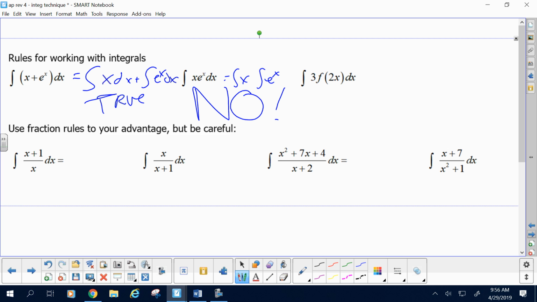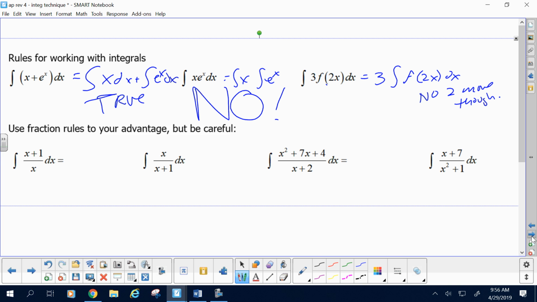No. You cannot split a product. You can split a sum. You cannot split a product. Lee? This. You would have to, can you move the 3 out? The 3 you can move out. Can you move the 2 out? No. Okay, you can move a coefficient out front of a function, yes, but a number inside a function, no.